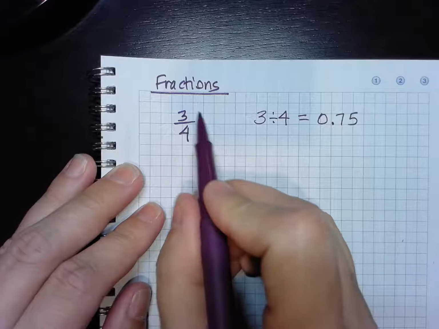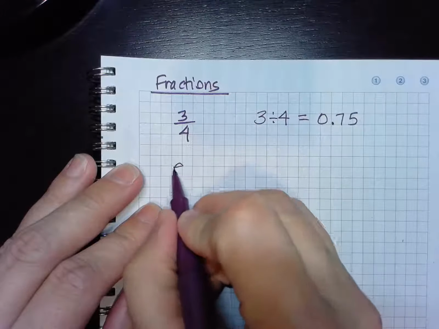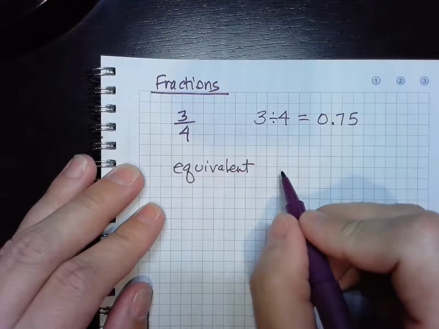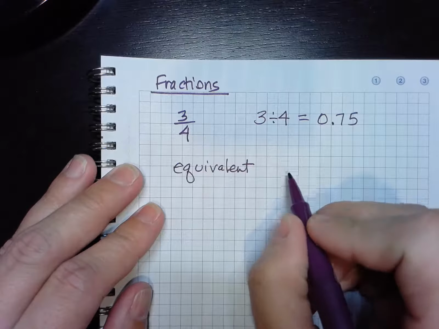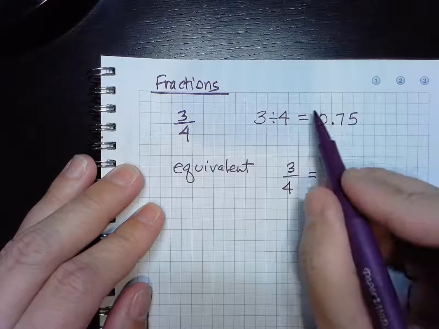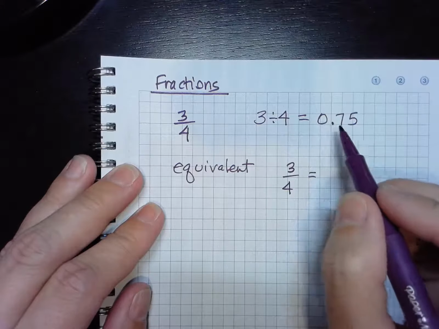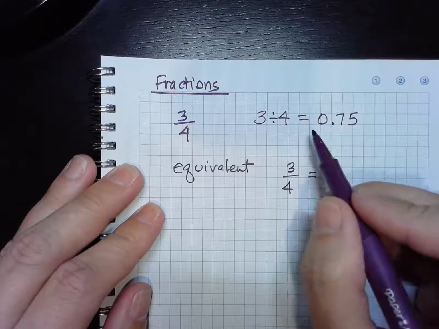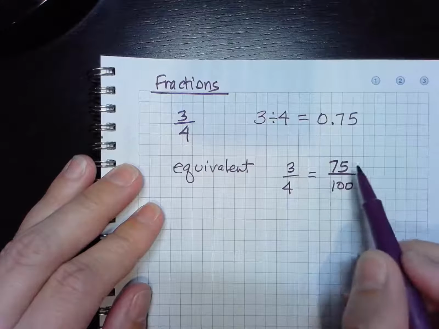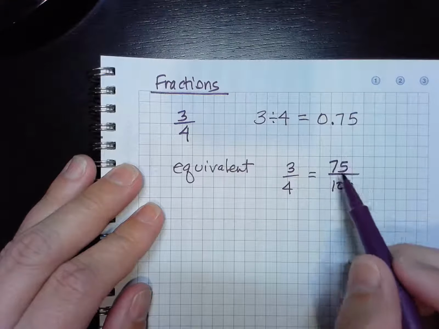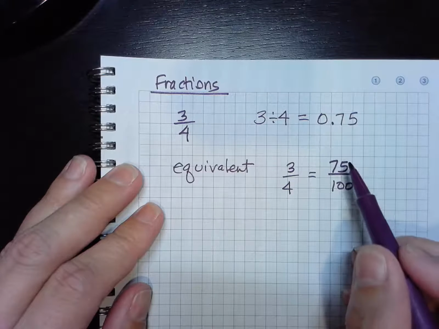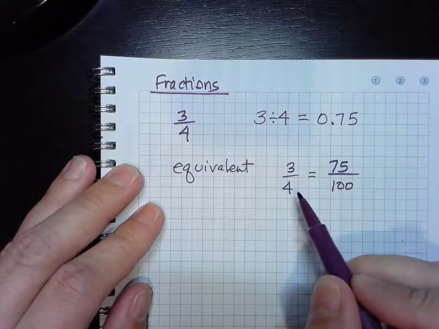So if I ask you to make an equivalent fraction to 3/4, equivalent, that means one that's equal to 3/4. It's not exactly the same as 3/4, but it has the same value. We know the decimal representation is 0.75, which is 75 hundredths. So we could write 75 over 100. And that makes sense, because think about this as money for just a second. There are 3 quarters in 75 cents, and there are 4 quarters in $1. So 75 over 100 is the same as 3 over 4.